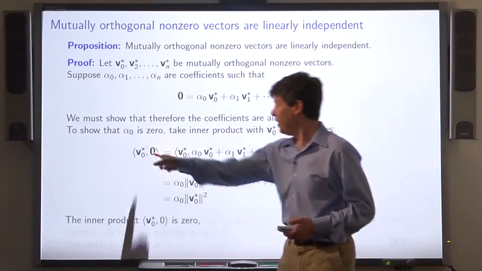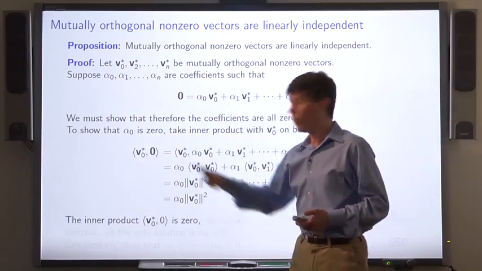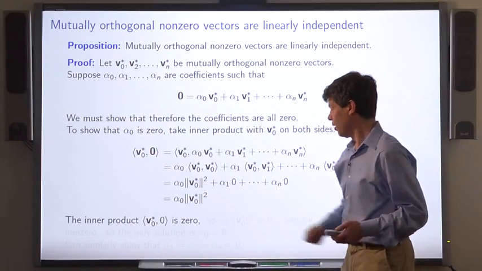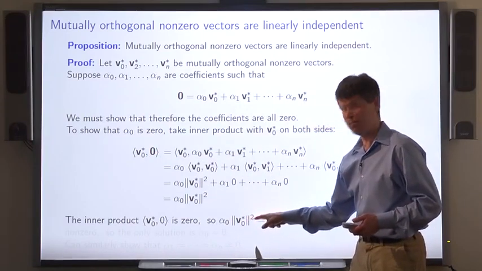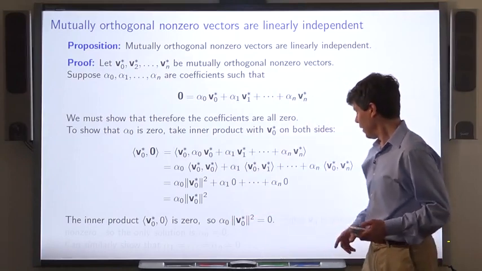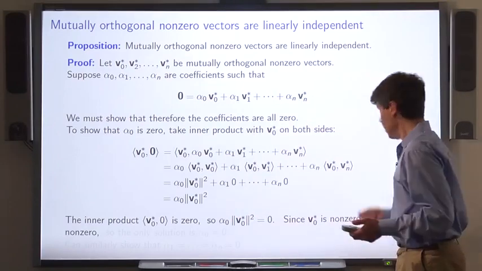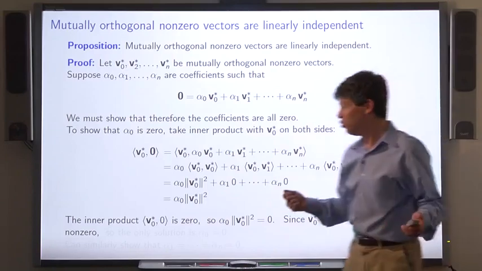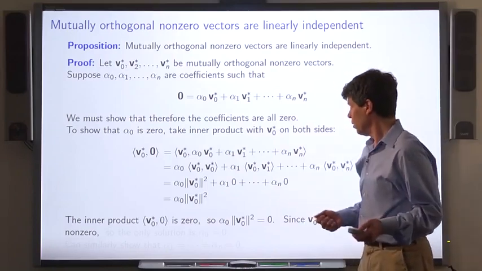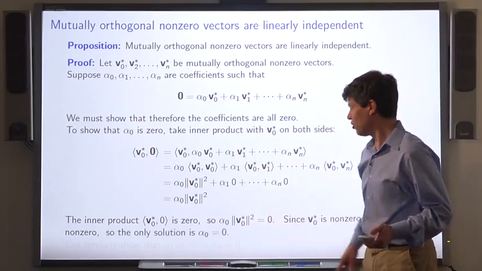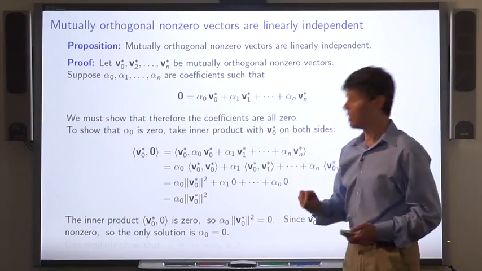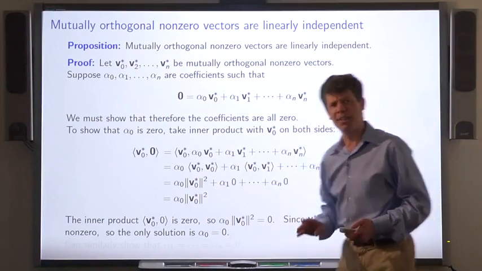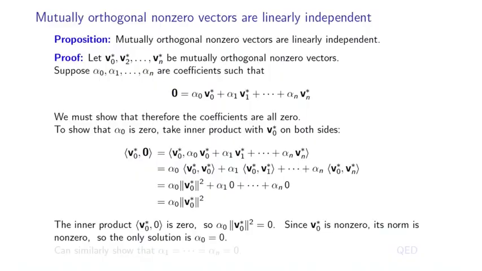Now, this inner product, V0 star with the zero vector, is 0. So we've shown that alpha 0 times the norm squared of V0 star is 0. Well, since V0 star is a non-zero vector, its norm is non-zero. So the only solution to this equation is alpha 0 equals 0. So we've shown that alpha 0 must be equal to 0. The same argument can be used to show that all the other coefficients also have to be 0. And that completes the proof.